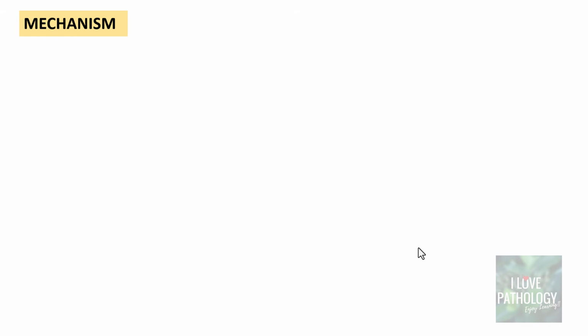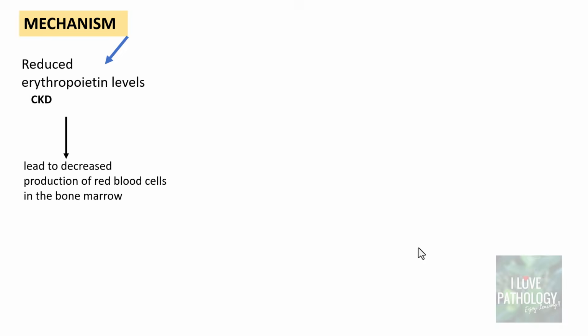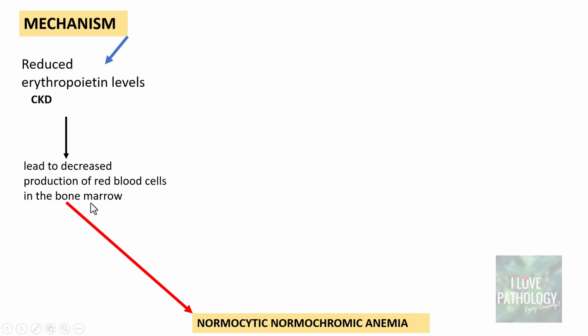Now let's look into the mechanism of normocytic normochromic anemia. The first important mechanism is a reduction in erythropoietin levels, and this occurs most commonly in chronic kidney disease patients. What happens when there is a reduction of erythropoietin levels? That leads to decreased production of red blood cells from the bone marrow itself, and that results in normocytic normochromic anemia.